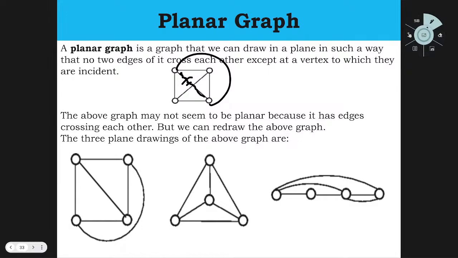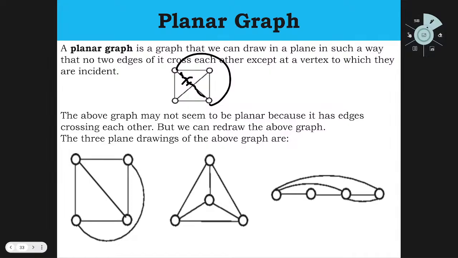Simple terms. What do you mean by a planar graph? A graph in which no two edges cross each other. If they are not crossing, it is called a planar graph. If they are crossing, it is called non-planar. You have to make it planar. Clear? Write down. A graph is said to be a planar graph.